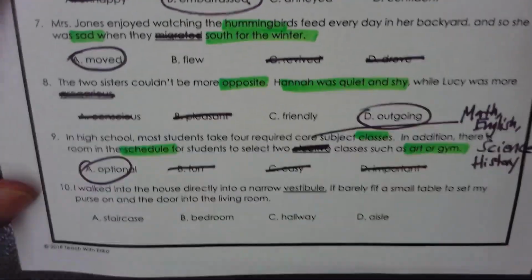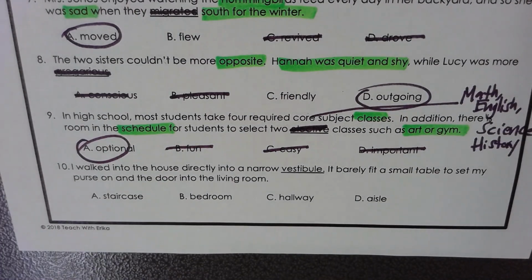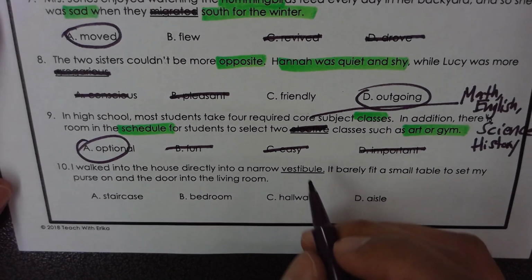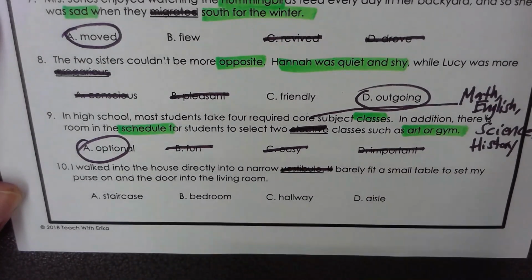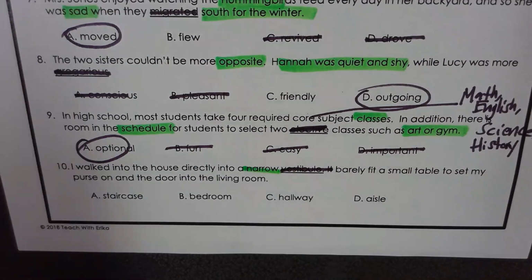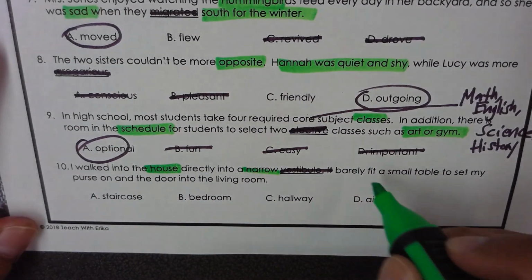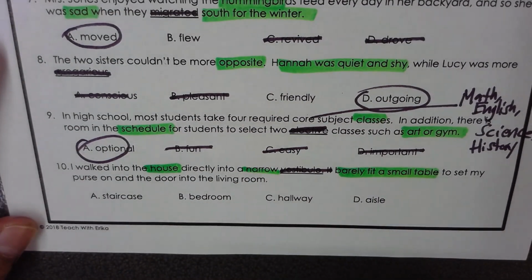Let's look at number 10. I walked into the house directly into a narrow vestibule. It barely fit a small table to set my purse on, and the door into the living room. So I want you to cross out the word vestibule. We have to figure out what that word means by highlighting our context clues. Narrow, meaning something small. They're talking about a house, barely fitting a small table.